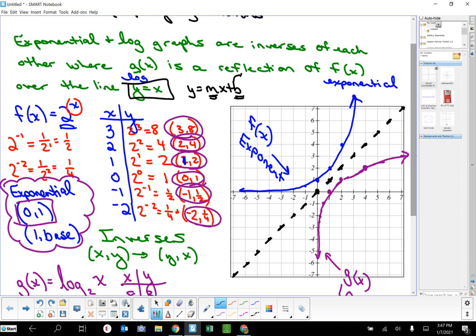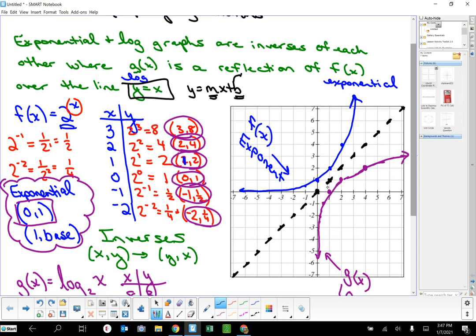Okay, so this whole chapter is about the logs, the purple graph on the bottom. They're going to point down and over to the right unless there's a transformation. The exponents pointed left and up unless there's a transformation. But you should know that they're inverses of each other. They are reflected over that line y equals x, and that they have some of these similar properties.